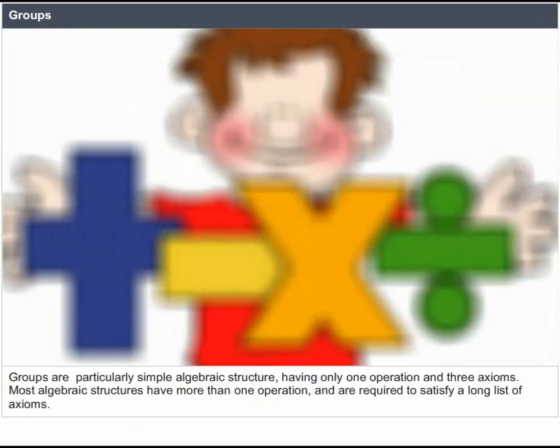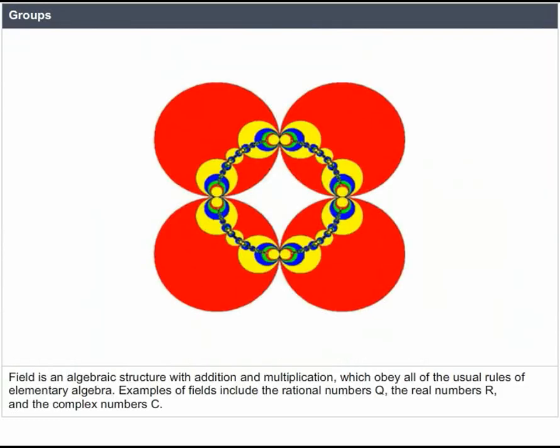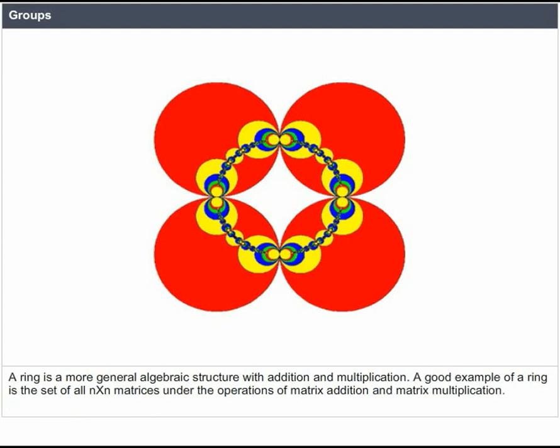Groups. Groups are a particularly simple algebraic structure, having only one operation and three axioms. Most algebraic structures have more than one operation and are required to satisfy a long list of axioms. A field is an algebraic structure with addition and multiplication which obey all of the usual rules of elementary algebra. Examples of fields include the rational numbers Q, the real numbers R, and the complex numbers C.